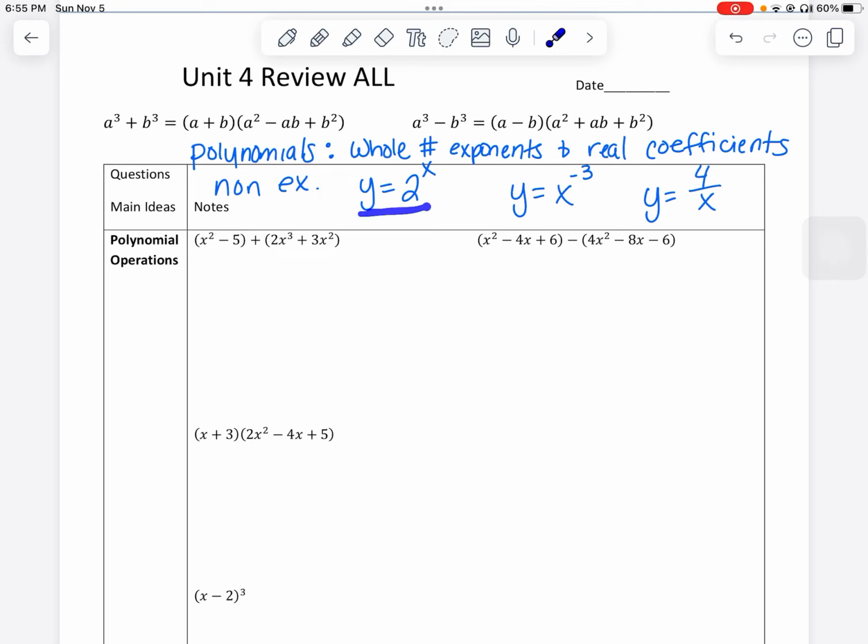Like y equals 2 to the x power, you can't have an x in the exponent. It's a function, it's not a polynomial. X to the -3 power, rational function, not a polynomial. Same with if you have an x in the denominator of a fraction. So those are just some classic examples of functions that are not considered polynomials.